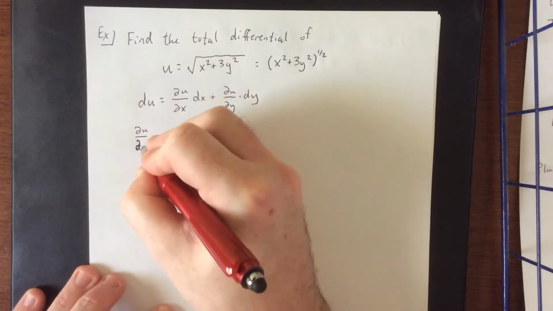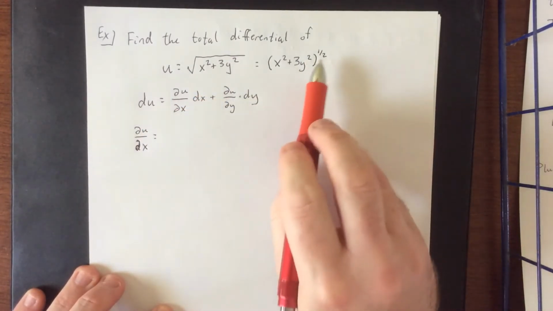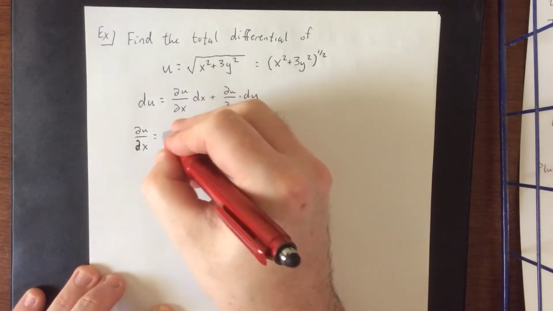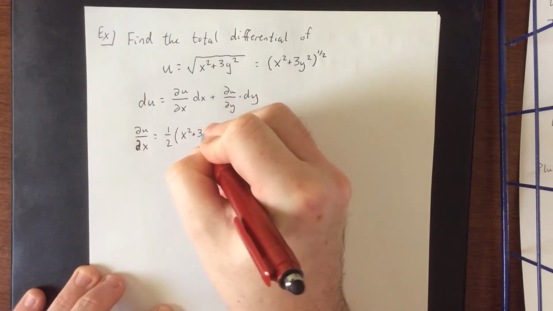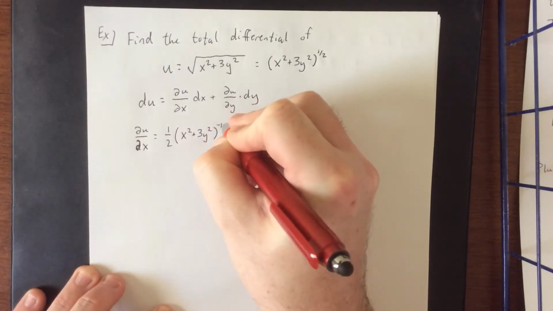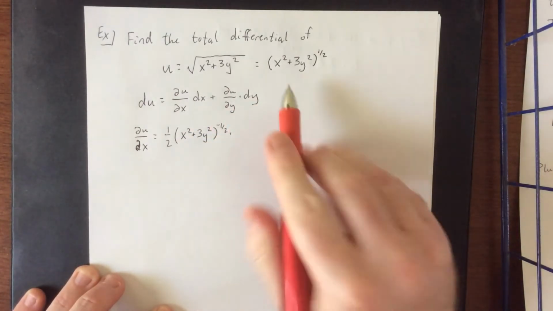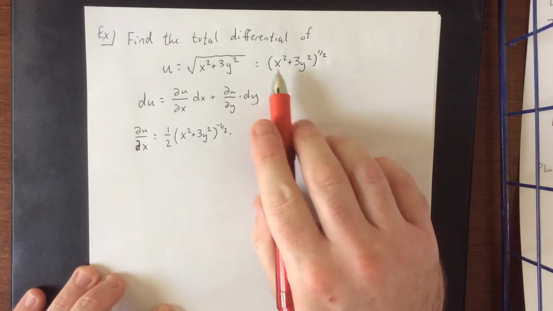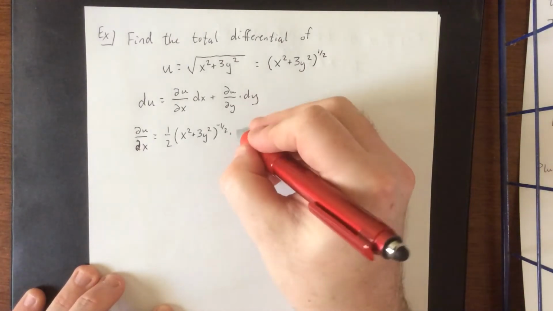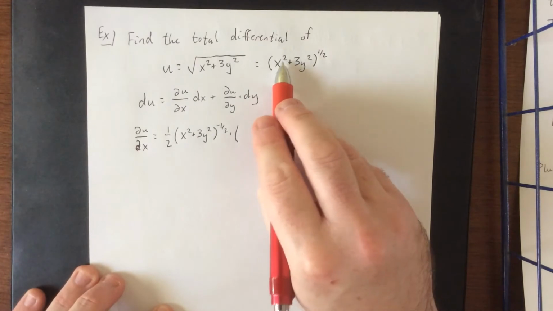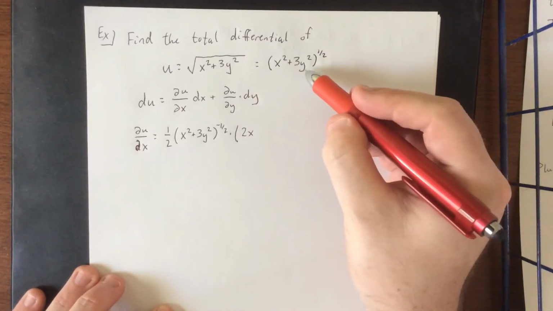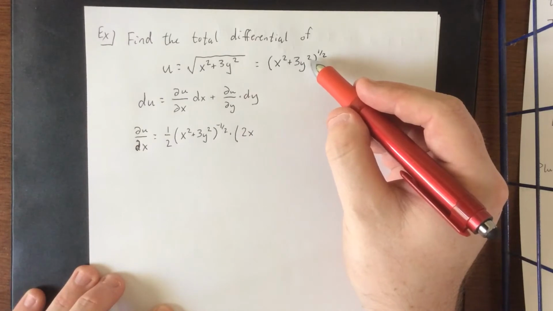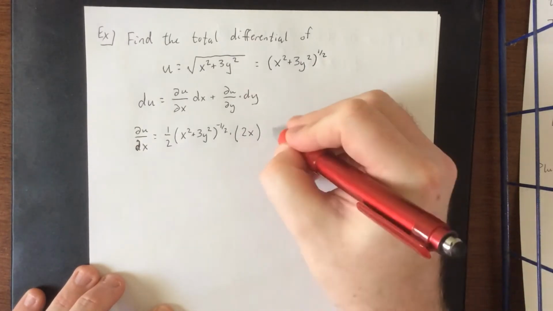So partial derivative of u with respect to x, we start with the derivative of the 1/2 power, which will be 1/2 times this quantity raised to the negative 1/2 power times the partial derivative of the inside with respect to x. Derivative of x squared with respect to x will be 2x, and the partial derivative of 3y squared with respect to x will be nothing because y is a constant.